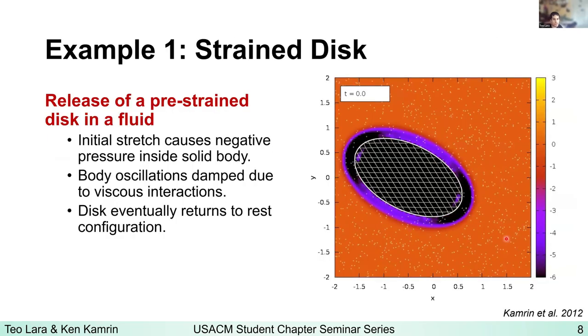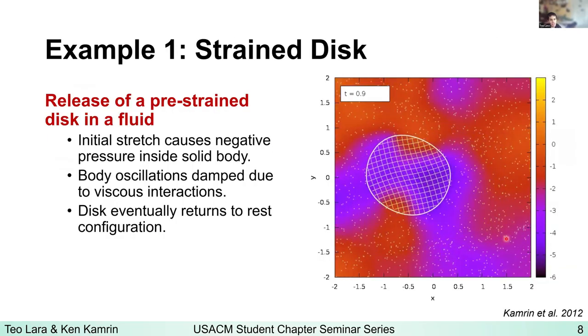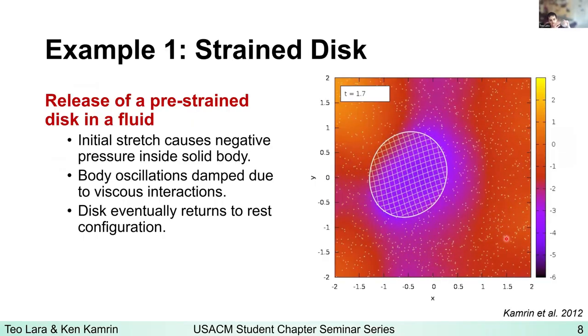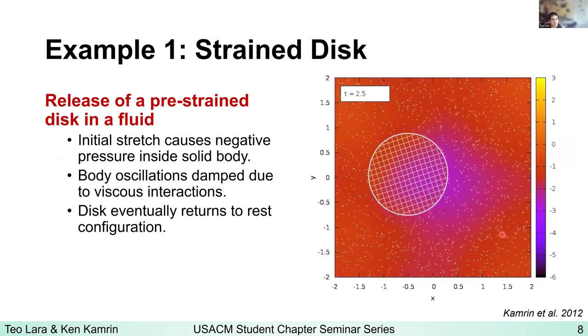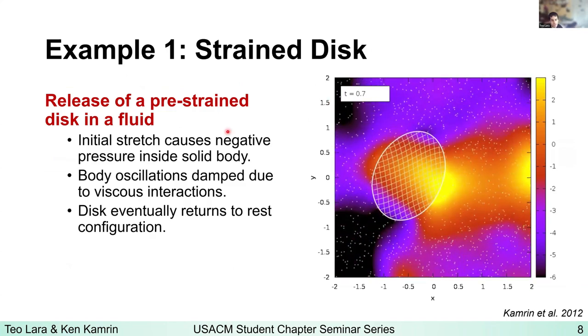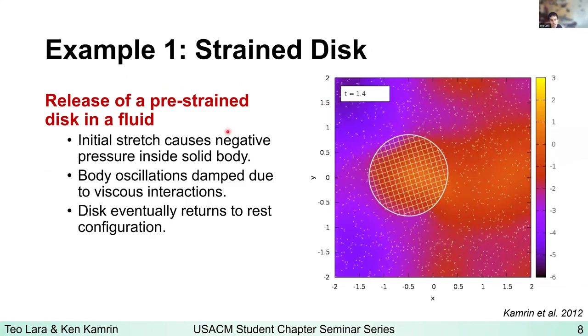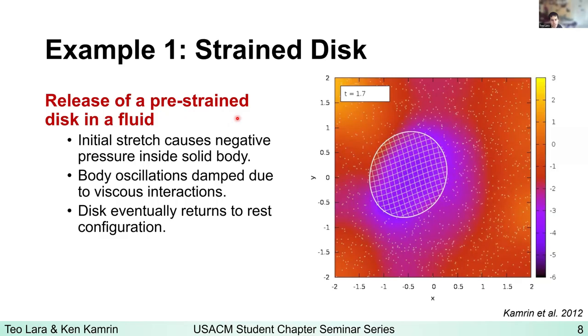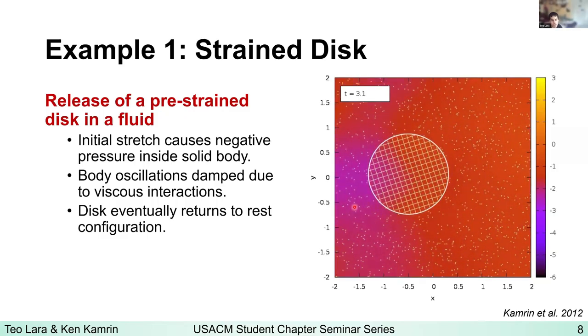This is a strained disk released within a fluid. The initial stretching of the disk causes a negative pressure inside the body. It is then released and is dampened over time to come to rest due to interactions with the viscous fluid. This is, again, all done on an Eulerian simulation, right? There's just one computational mesh, and the solid is represented using this level set field that I mentioned.